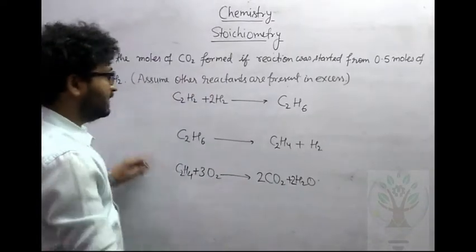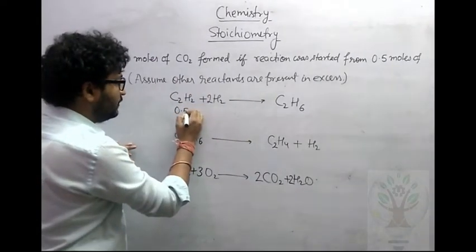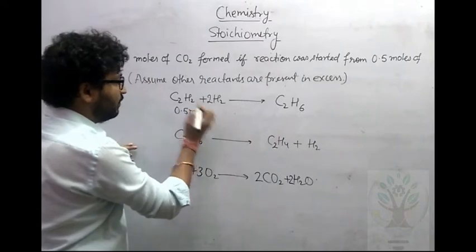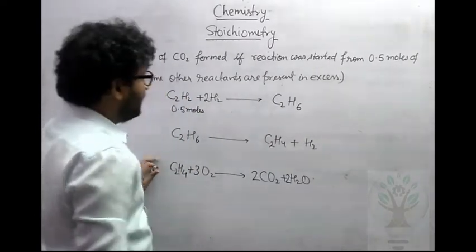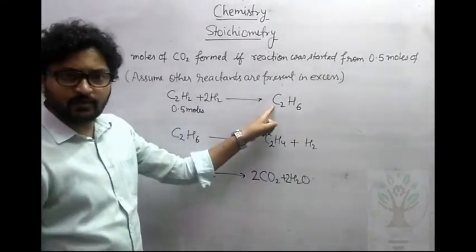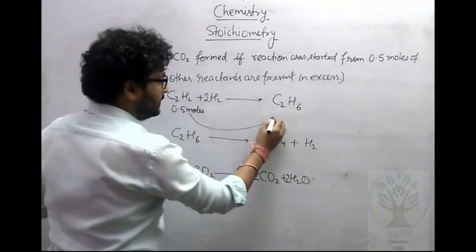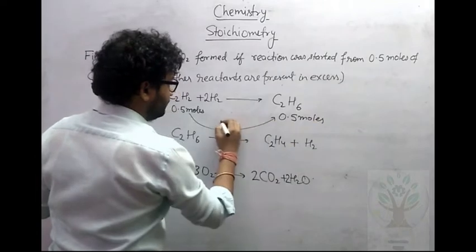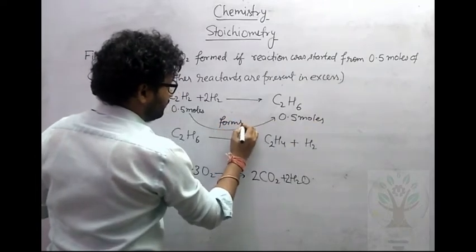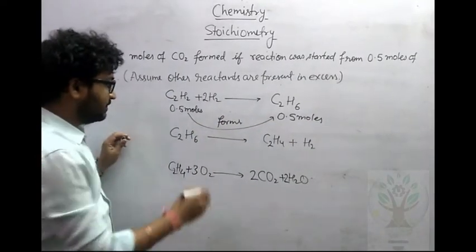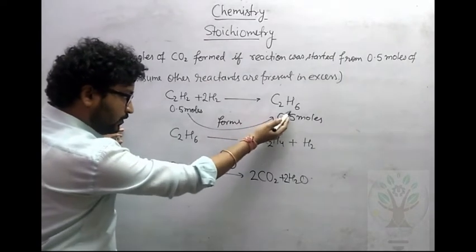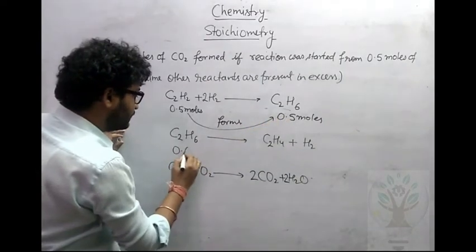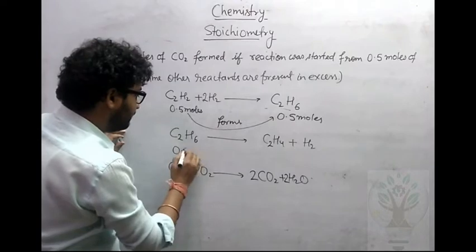Now see how quickly we can solve this question. You are given 0.5 moles of C2H2. Now, one C2H2 forms how many C2H6? 1. So 0.5 will form how many C2H6? 0.5. Similarly, you got 0.5 moles of C2H6 from this step. So let me write here 0.5.